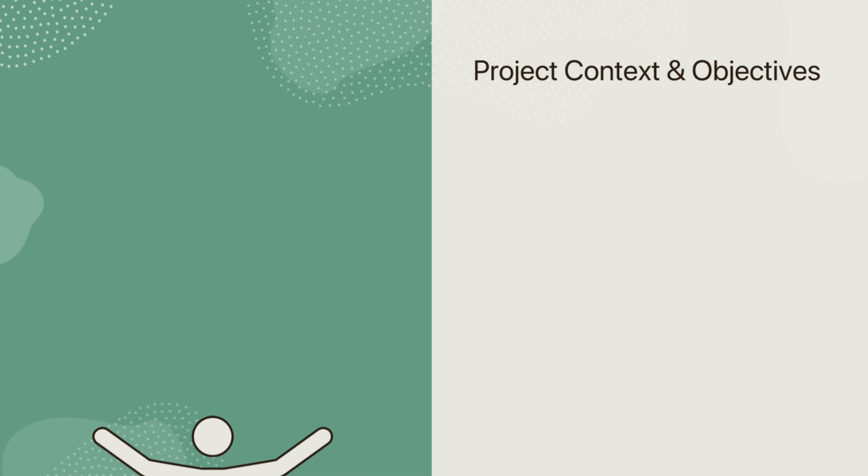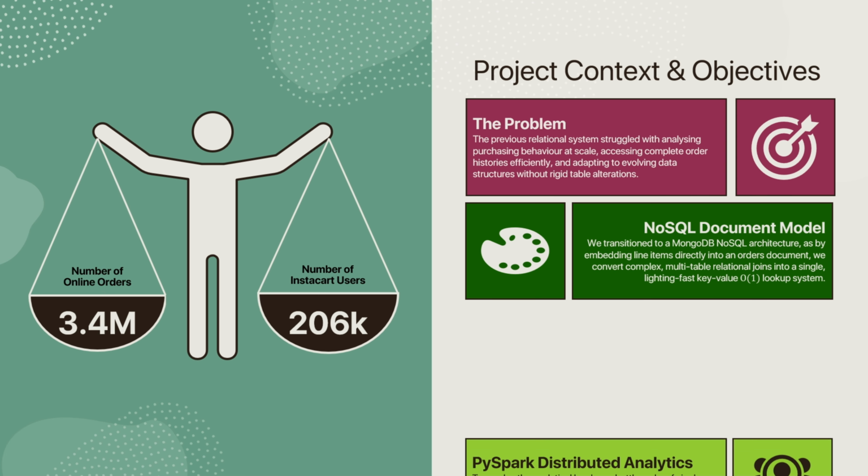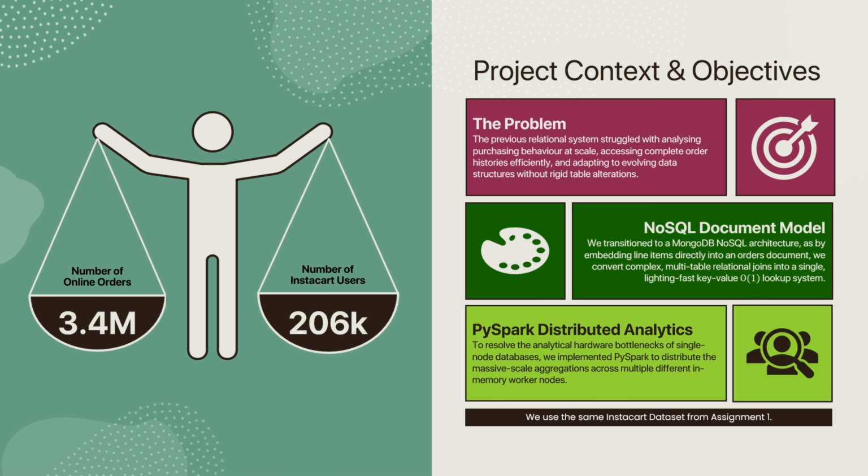In Assessment 1, we analyzed the 2017 Instacart Dataset, which consisted of 3.4 million orders from more than 206,000 users. This was done using a relational SQL database. Whilst these are great for data integrity, it forces the system to perform computationally heavy multi-table joins for a simple action, just like viewing a customer's receipt.